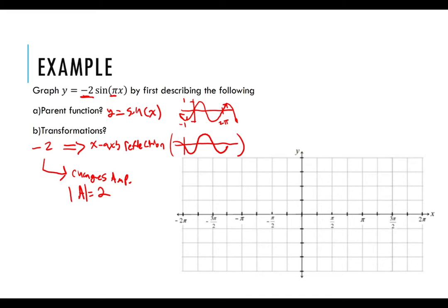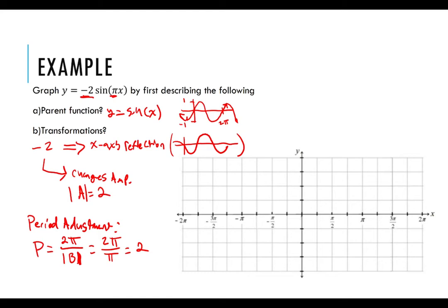Then lastly, this pi that occurs here is a period adjustment. But remember that our period can be defined as 2 pi divided by the absolute value of b, or specifically, in this instance, our b is pi, and so it's 2 pi divided by the absolute value of pi, which is 2. This is kind of strange, but that means that my period is actually going to be 2. And so, amplitude change, period change, reflection.